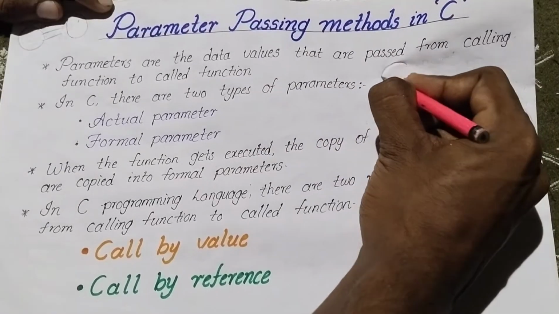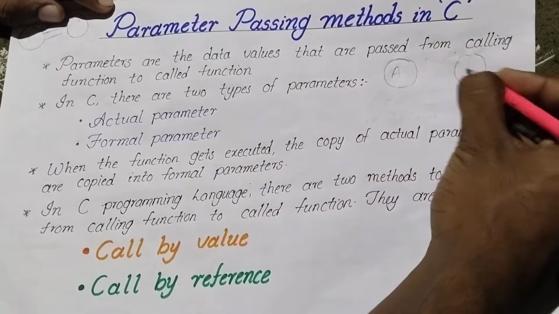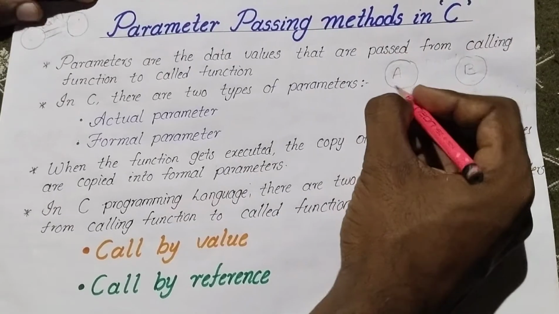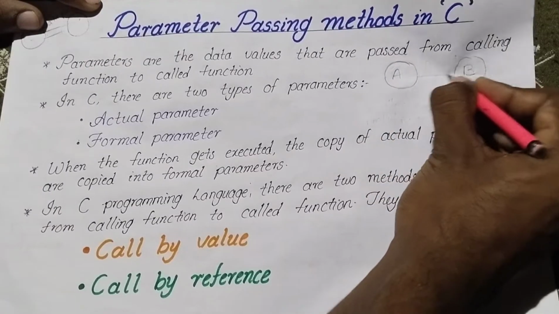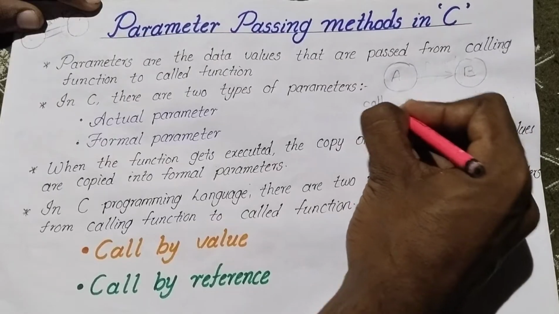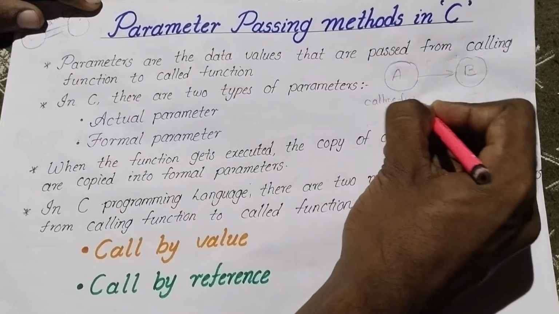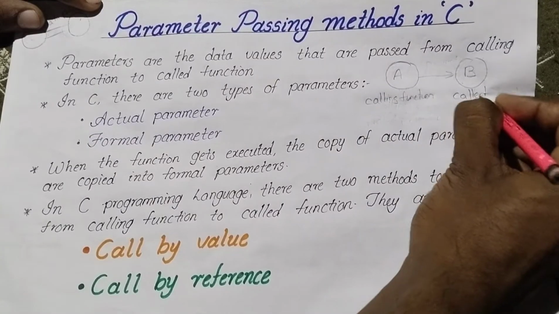First consider two functions, A and B. Suppose function A is calling function B, then function A is called the calling function and function B is called the called function.